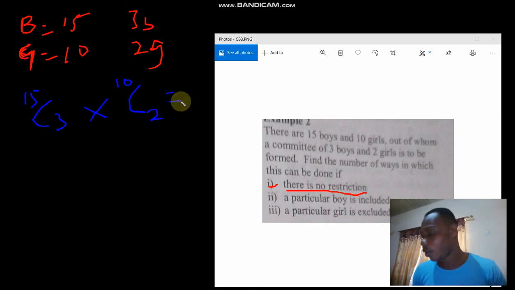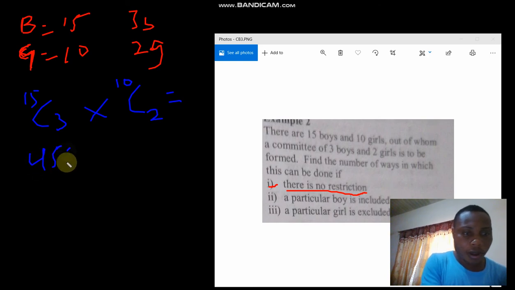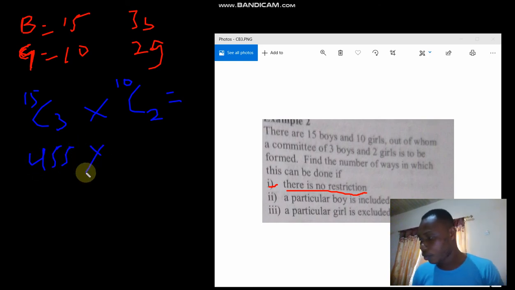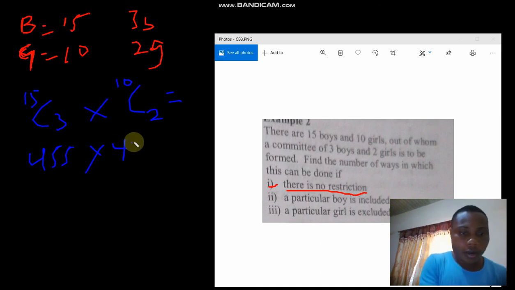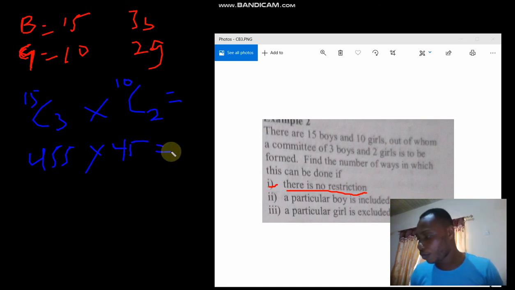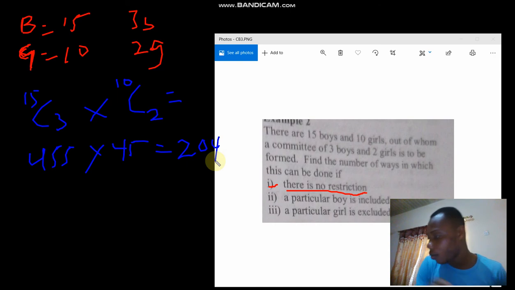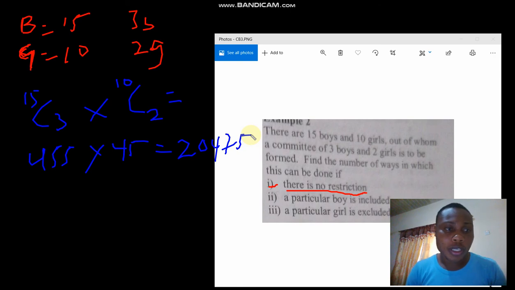If I punch this on my calculator, I actually get 455 times 45, and that should be equal to 20475. So that is for part I, no restriction. The number of ways of forming the committee is selecting 3 boys out of 15 boys times selecting 2 girls out of 10 girls. Now let's go to part II.